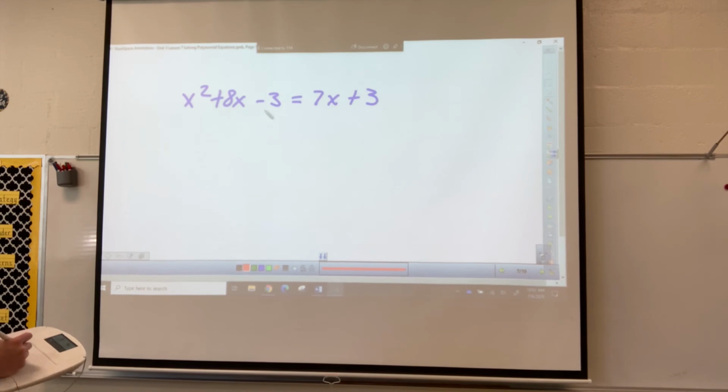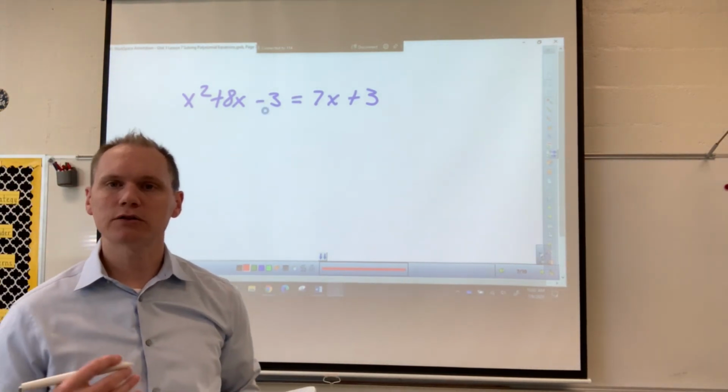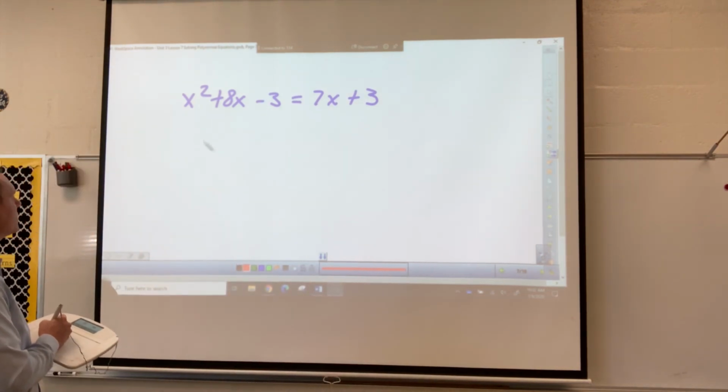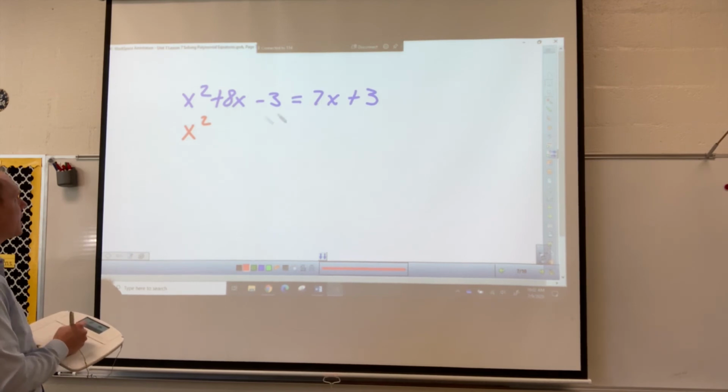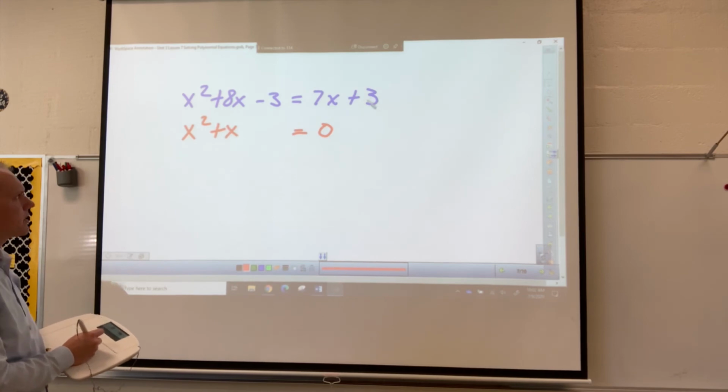So again, when solving an equation, a lot of times you want to set it equal to 0, especially when you have a quadratic, so that you might be able to factor it. All right, so we have x squared. And we subtract 7x from both sides. So 7x minus 7x is 0x here. 8x minus 7x is just 1x. And then we're going to subtract 3 from both sides.